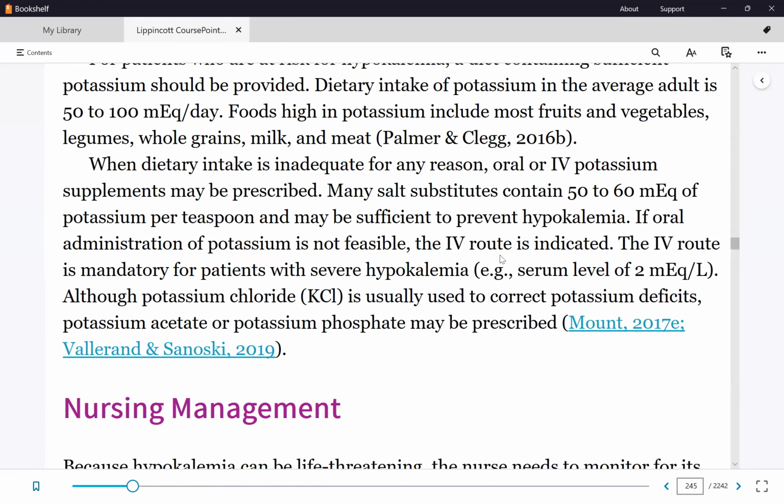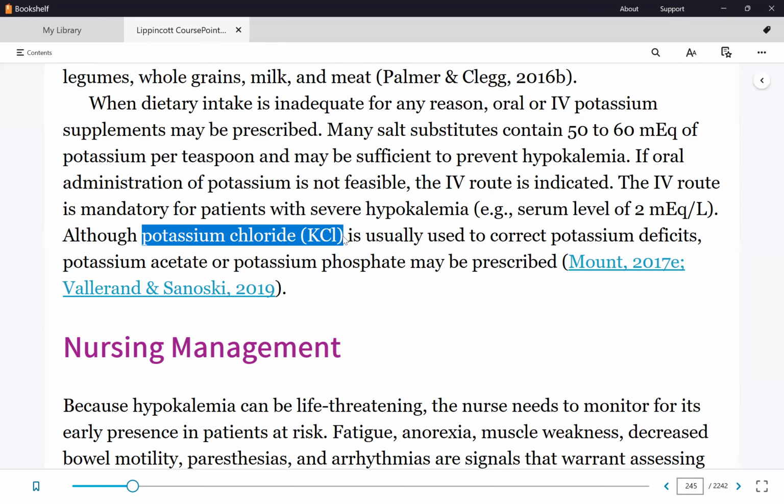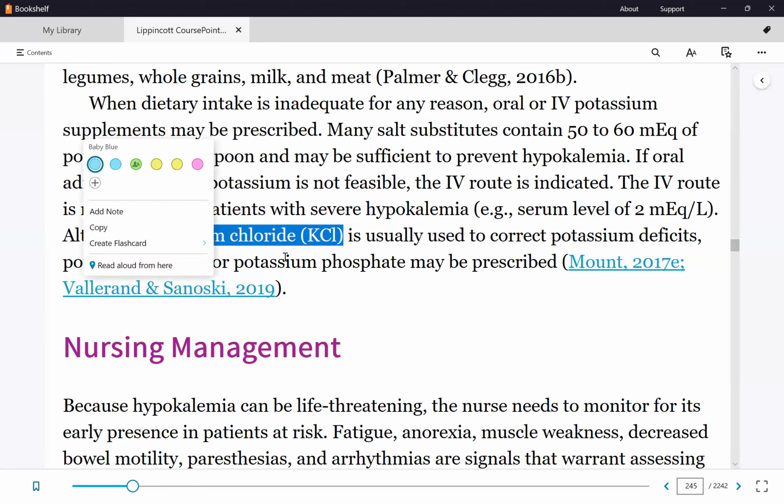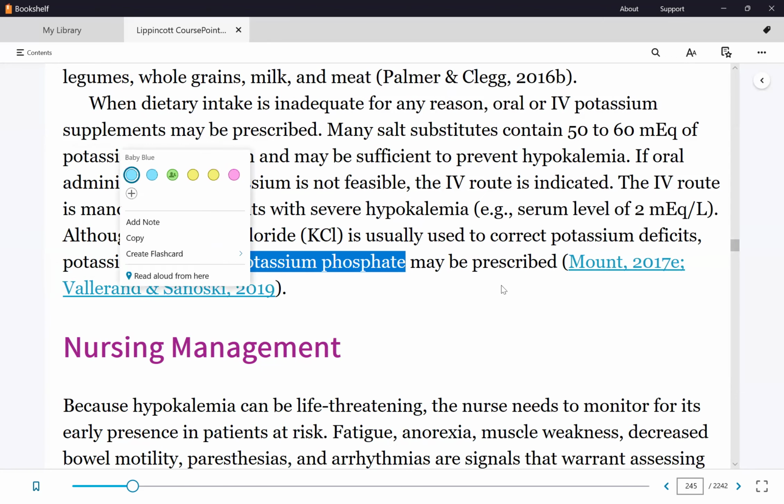Here are a few facts that we need to know. First, KCl, or potassium acetate, or potassium phosphate are alternates to potassium chloride, but in most cases we give potassium intravenously in the form of KCl, potassium chloride. But sometimes doctors will prescribe potassium acetate or potassium phosphate solutions.